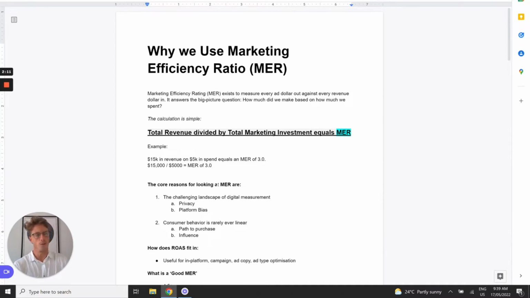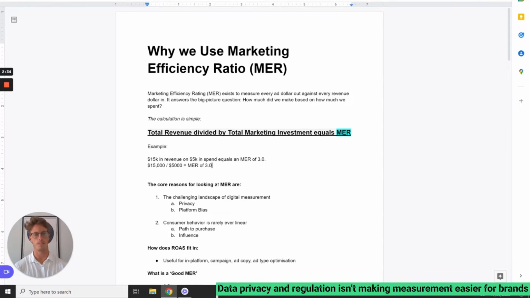Well, our view is that it's becoming much more difficult with iOS, with privacy, with data and restrictions around what data can and can't be captured by advertising platforms like Google, Facebook, TikTok, and Snap. It's going to become much more difficult to accurately measure over the long term. So that's one reason. The second reason is platform bias.